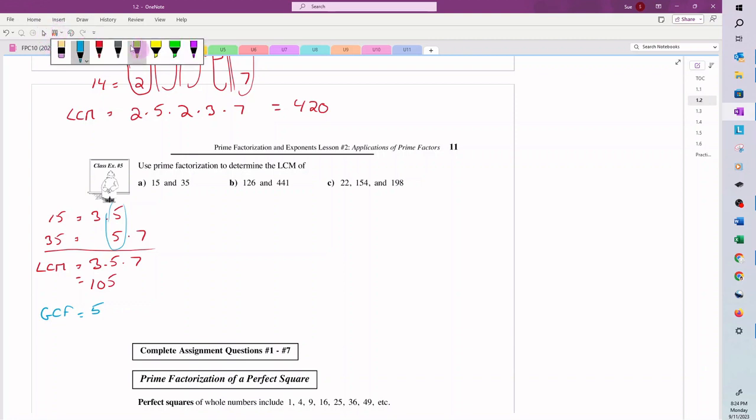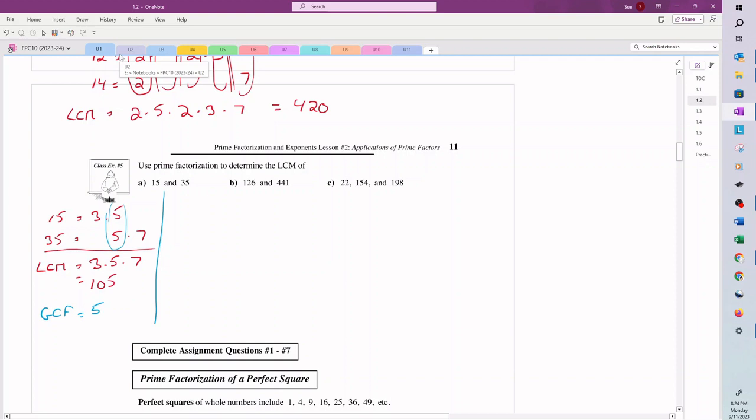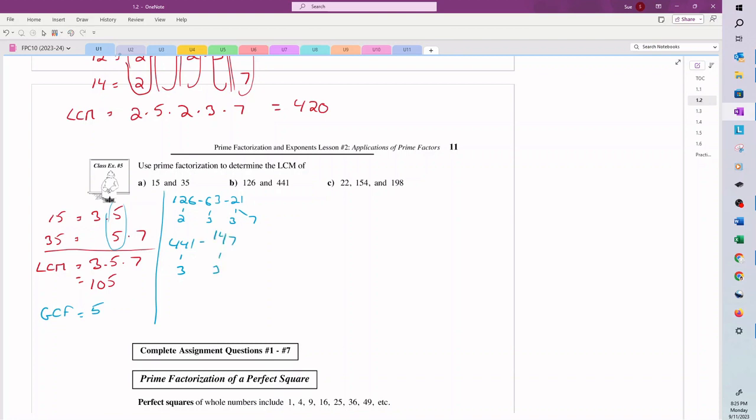All right, let's go to gray for this one. 126, I have to factor that one. If I divide that by 2, I get 63. If I divide that by 3, I get 21, and that's 3 times 7. 441, I can divide that by 3. That's 147. Divide that by 3, I get 49. So that's 7 times 7.